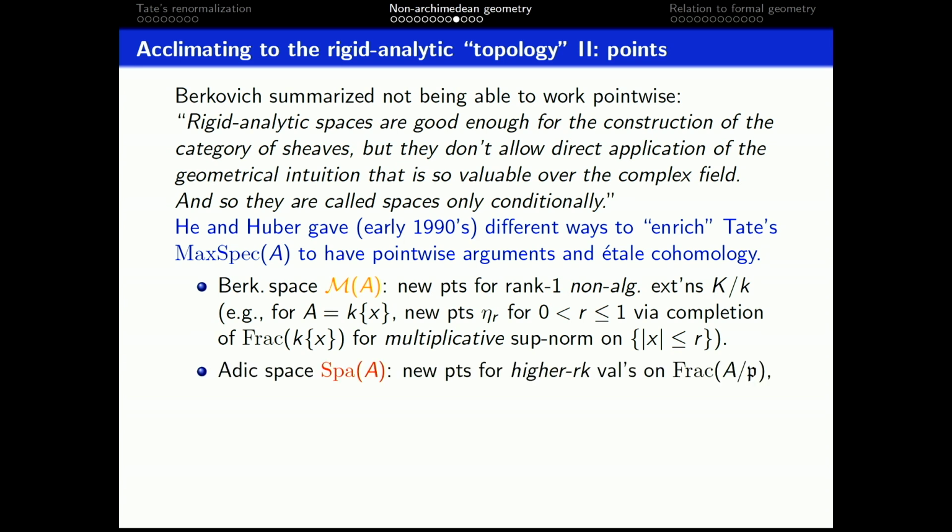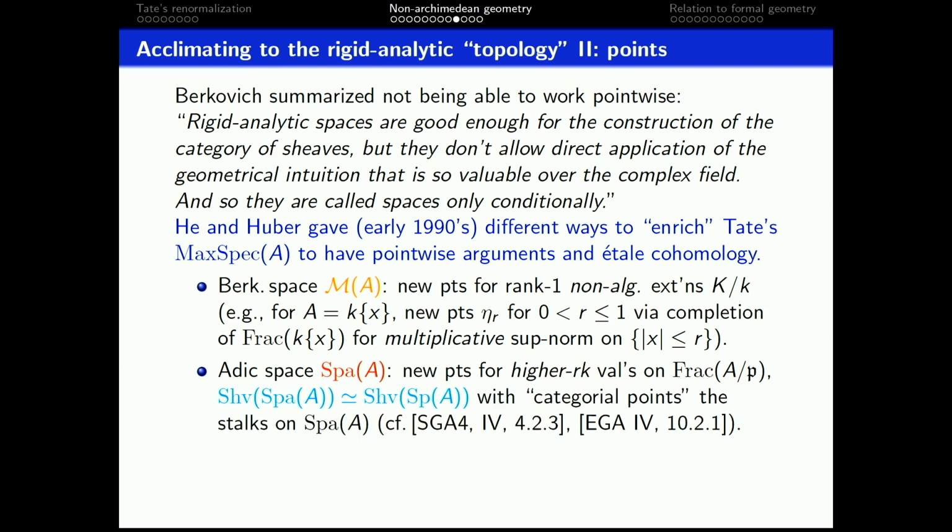On the other hand, Huber's approach went even, you might say, more abstract. He added points corresponding to all kinds of higher rank valuations on all the fraction fields at all the primes of the ring. But amazingly, this exotic space that Huber constructed had a sheaf theory identical to the sheaf theory that Grothendieck and Tate had developed. In fact, the points of this space are exactly all the points of this category of sheaves.